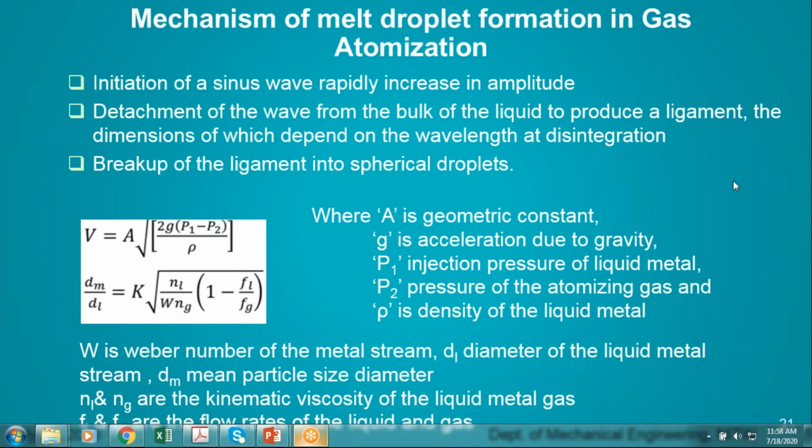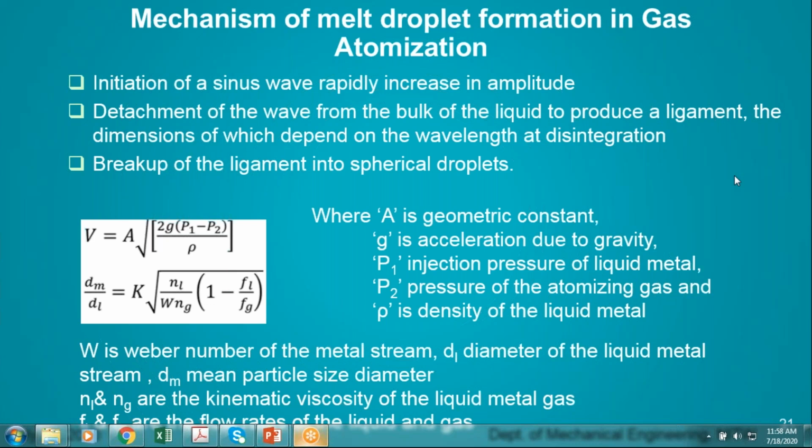And then you are going to have a detachment of the wave from the bulk liquid to produce ligaments, and the breaking up of that ligament into a spherical part. That depends on the volume of the molten pool and the geometric constants, as well as the injection pressure of that liquid, the pressure of the atomized gas, and the density of the molten pool. Whatever liquid of that molten pool we are using, the density also matters.